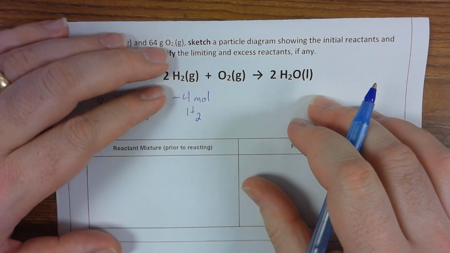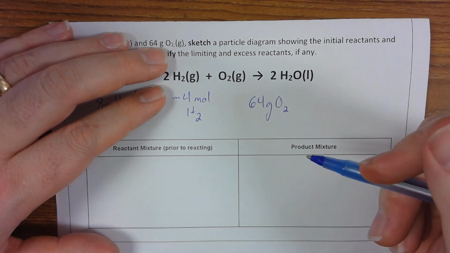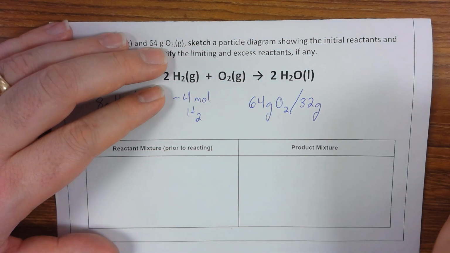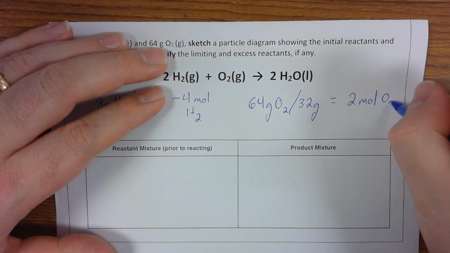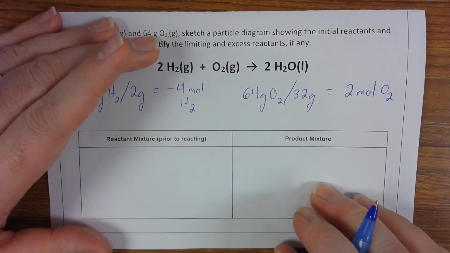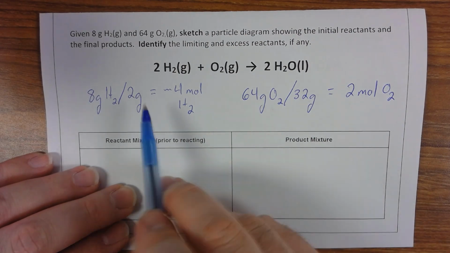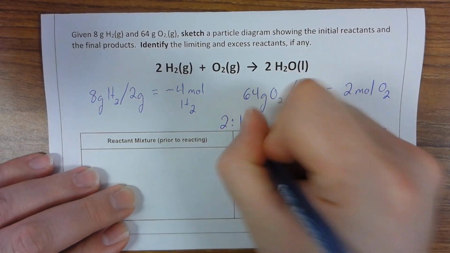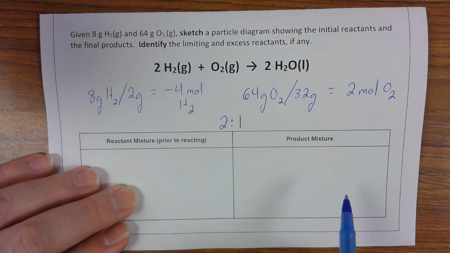We can go over here and do the same with the oxygen. 64 grams of oxygen. Each oxygen weighs 16, so 2 of them together, and O2 weighs 32 grams. So mass divided by molar mass gives me 2 moles of oxygen. Now, here's what's great about this, is the ratio. You have to always focus on the ratio when you're drawing these diagrams. The ratio between hydrogen and oxygen is 4 to 2, or you can summarize that as 2 to 1. So there are 2 moles of hydrogen for every mole of oxygen.